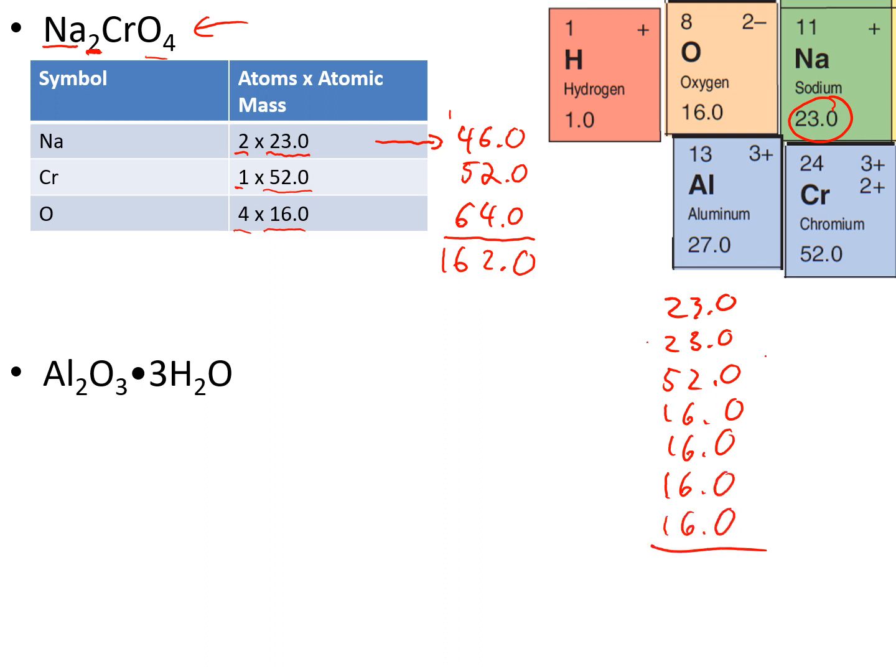Now, in terms of sig figs, you have 1 decimal place for everything right here, and so this is what it's coming out to be. So even though here everything is 3 sig figs, your final answer is actually going to be 4 sig figs. Okay.